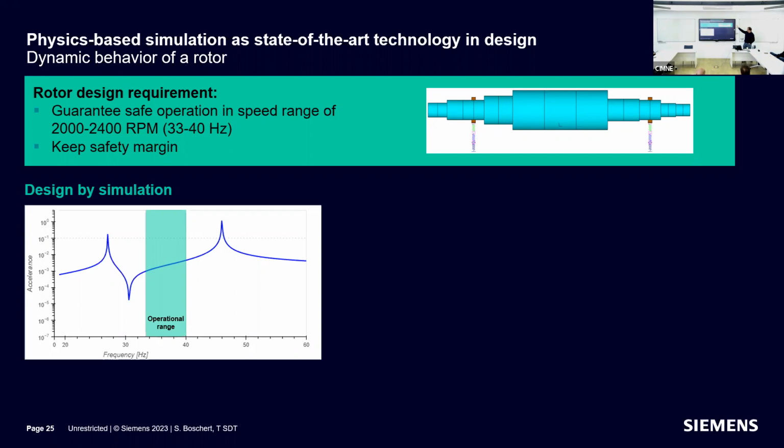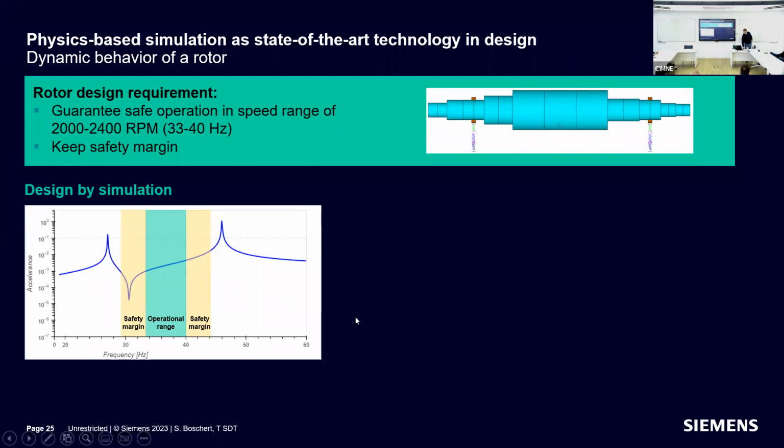An example is, again, a large electric motor, where we have the shaft here. And we want to guarantee safe operation for a given rotation rate. In this case, it's between 30 and 40 hertz. And we want to have these resonances out of the operation range. Similar to before, what you usually do is design the asset this way, and add some additional safety margin and see, okay, resonances are out of it every single time.